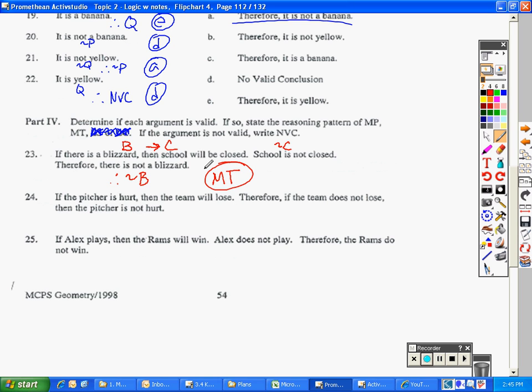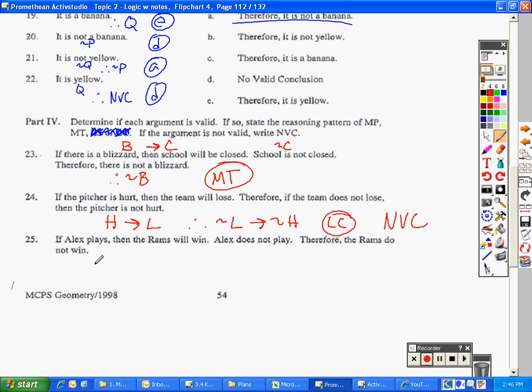Number 24. If the pitcher is hurt, then the team will lose. They want to say, therefore, if the team does not lose, then the pitcher is not hurt. This is a law that we did not learn. This is the law of contrapositive. You do not need to answer this, so right now you would say no valid conclusion based only on modus ponens and modus tollens. Okay?